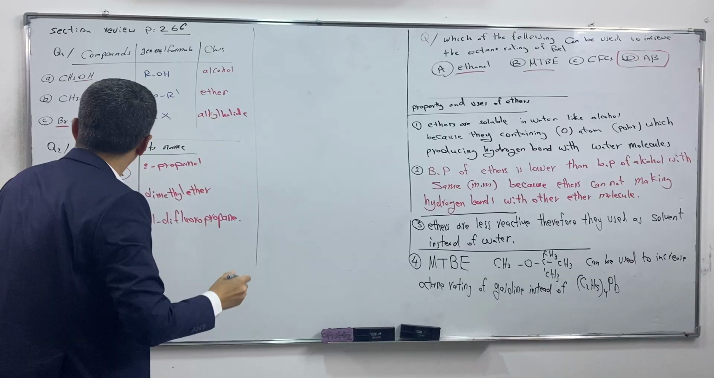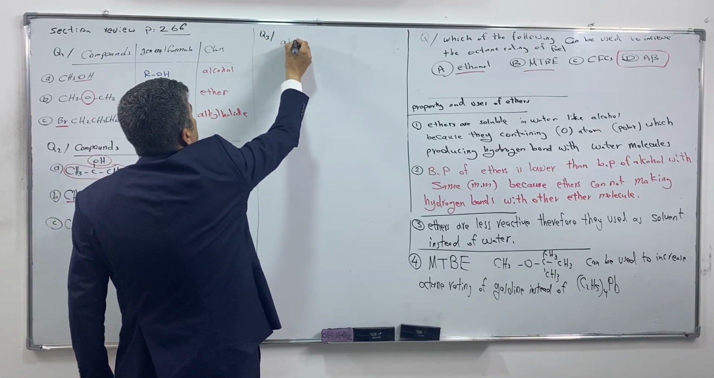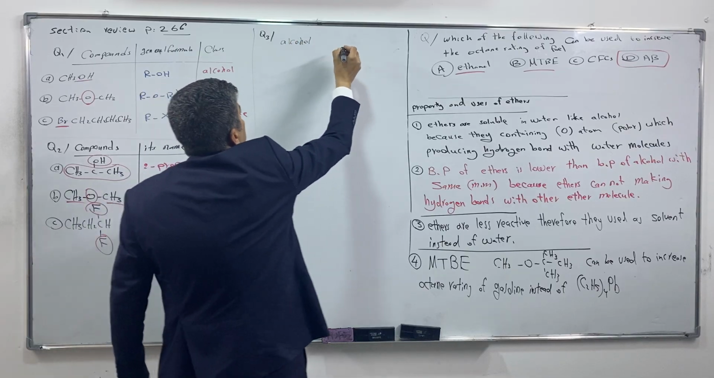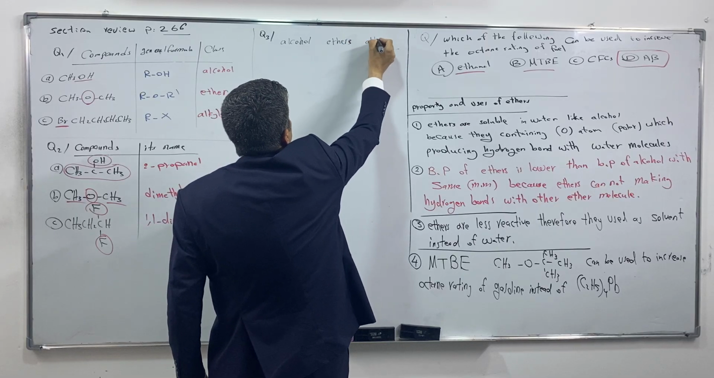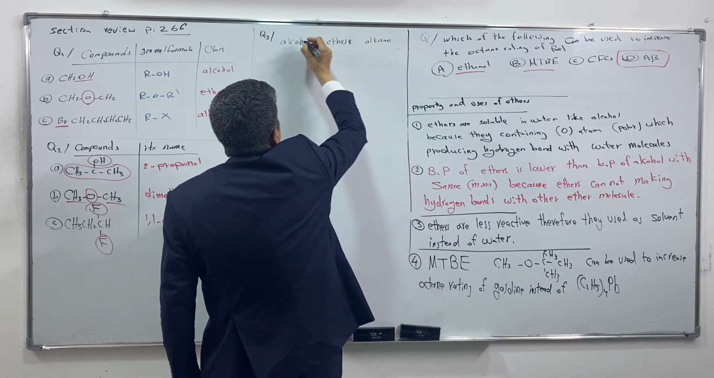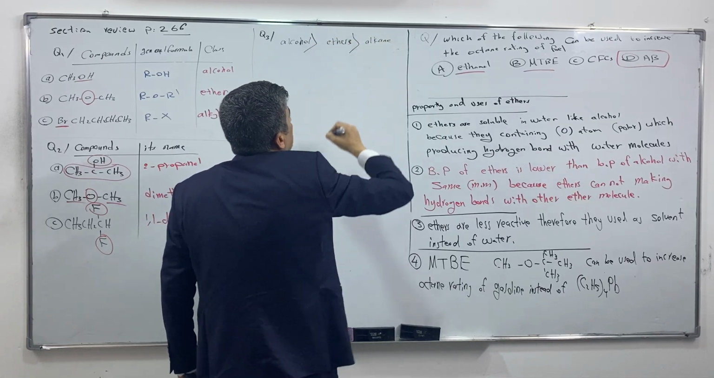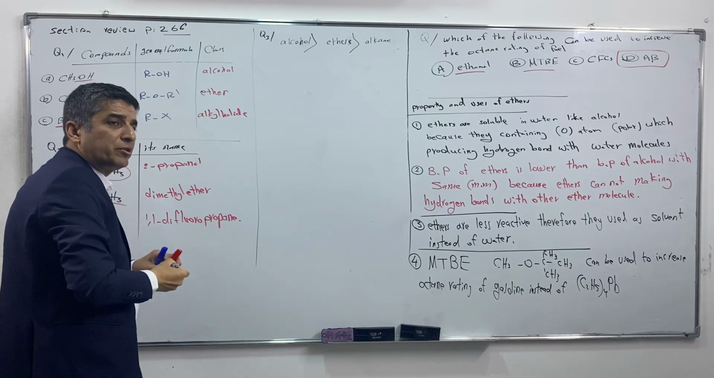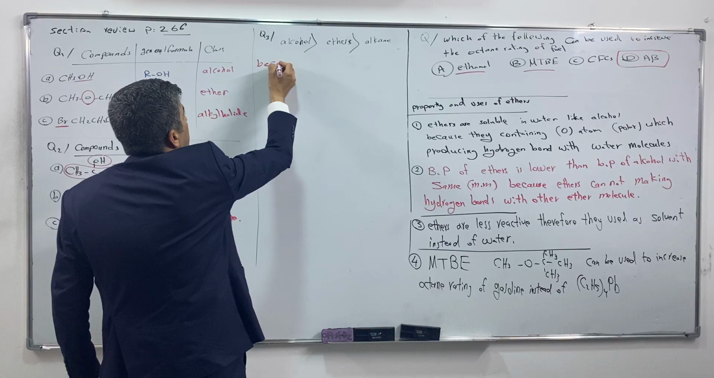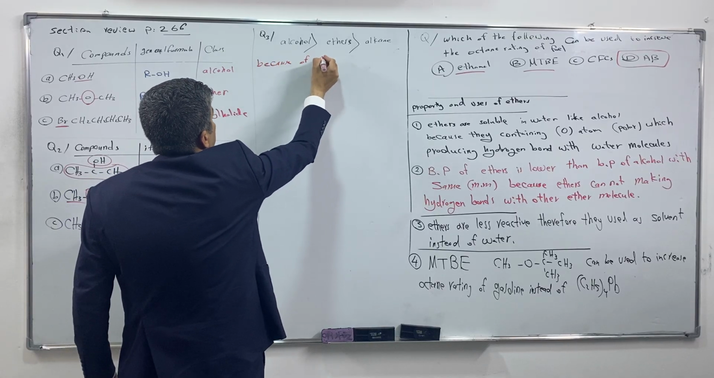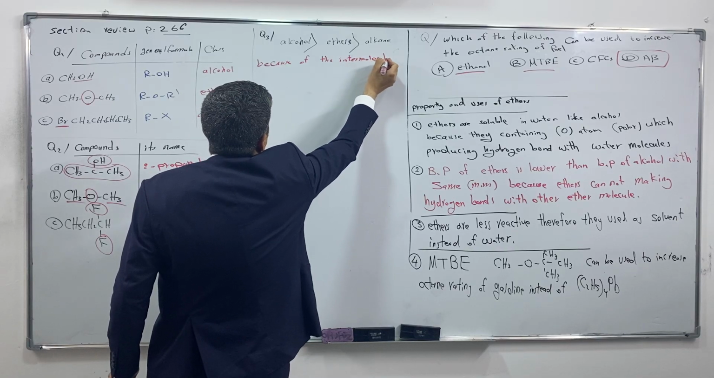Another question we have, question 3. We will compare the boiling points of alcohol, ethers, and alkane. You know the boiling point of alcohol is greater than the boiling point of ethers and alkane. Why? Because of the intermolecular forces.